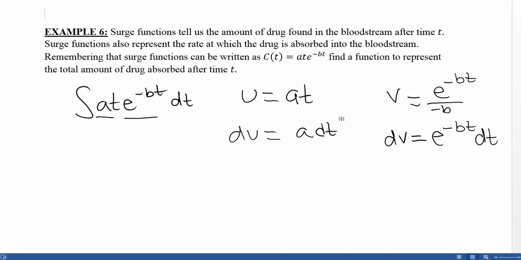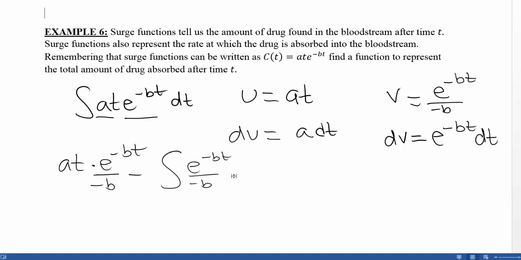So we're going to do u times v. So we have at times e to the negative bt divided by negative b, minus the integral of v times du. So e to the negative bt divided by negative b times a dt. There's a lot of constants here, okay? So I'm going to try to combine some things to simplify and make this a little bit easier to read.